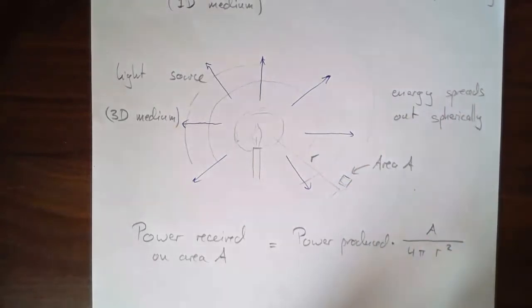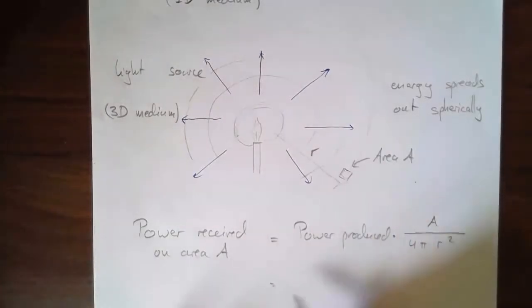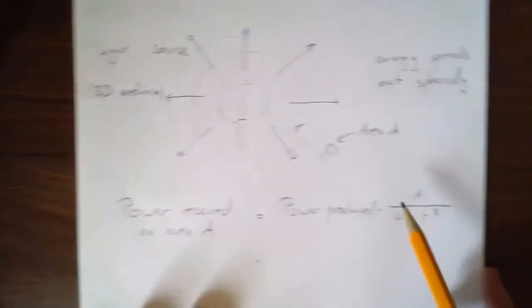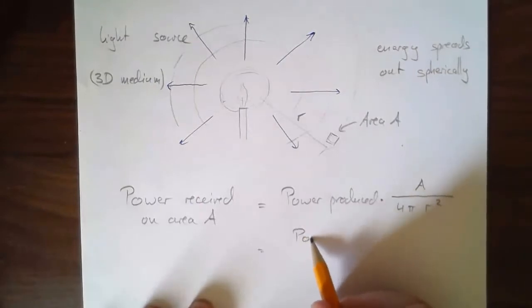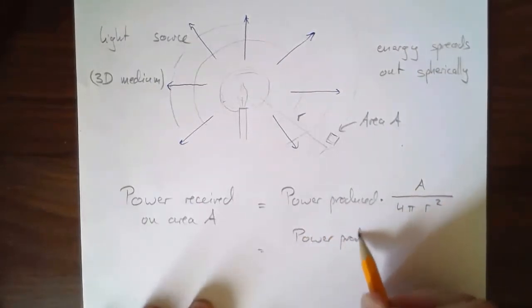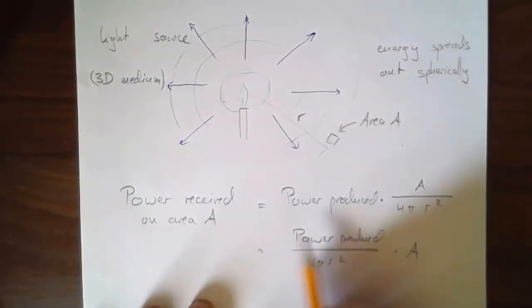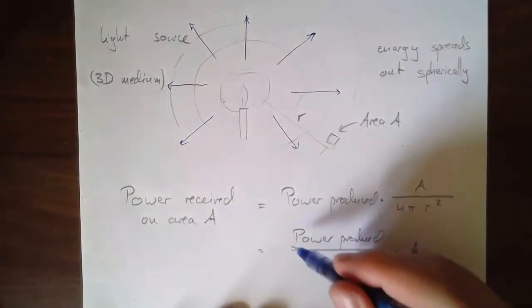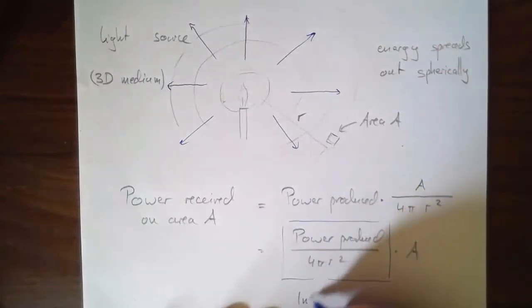Now if you understand that, and visualize it in 3D, then you can use intensity. This is kind of the main insight here. Intensity is the power received per meter squared. So I can say this is power produced divided by 4 pi r squared, times A, just rearranging it, because then this quantity here is called the intensity I.